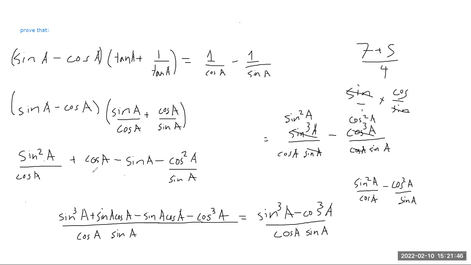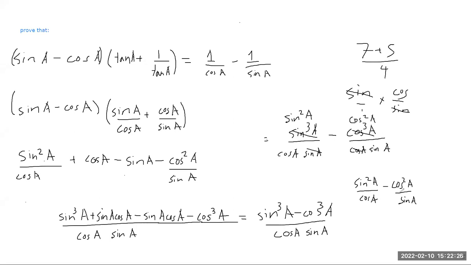So change tan, that's sine over cos. That's cos over sine, that's good. This one times this one is sine A, sine square, that's good. That is sine. This time this is just plus cos A. And cos A times tan A, the cos cancel to just get minus sine. Then that's minus cos square over sine, good.